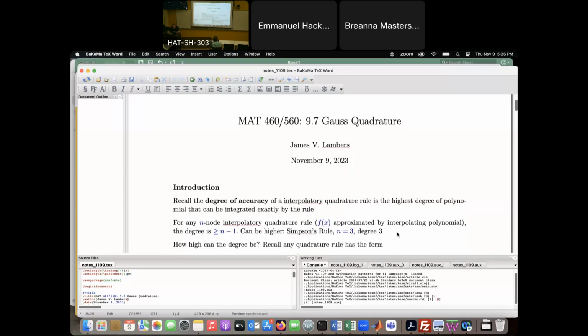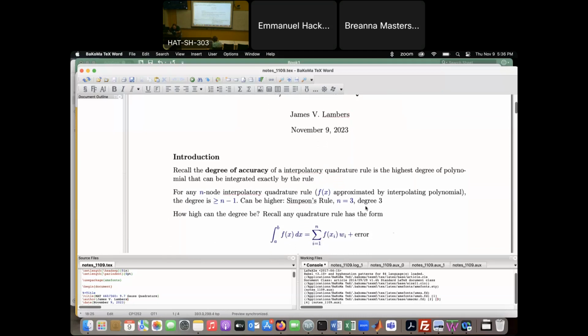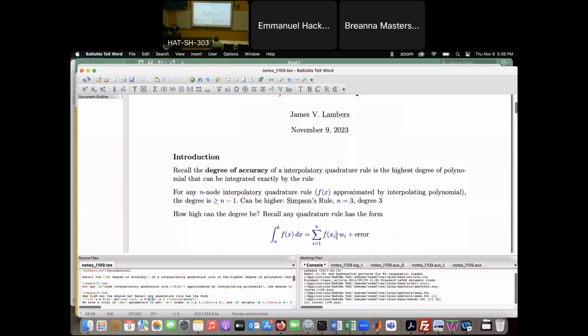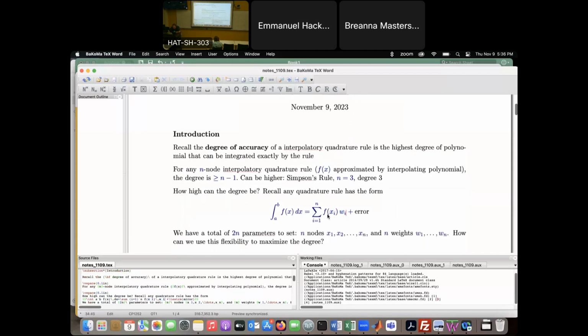So what we want to look into today is what's the maximum possible degree that we can get if you have n nodes. What is the bound on the degree for that n-node rule? So we have a general quadrature rule: a sum of your integrand evaluated at your chosen nodes, whatever they may be, multiplied by these weights. Then your quadrature rule is defined completely by 2n parameters. You have your n nodes, and you have the n weights that go with them. So since we have 2n total degrees of freedom, maybe we can use that flexibility to get a higher degree than what we've seen so far.